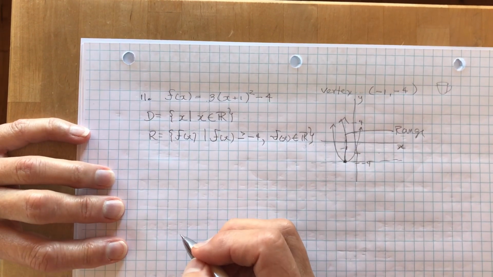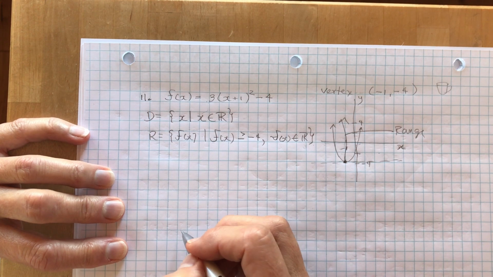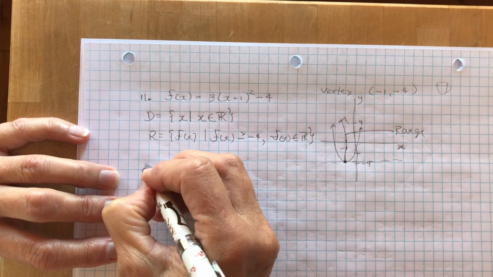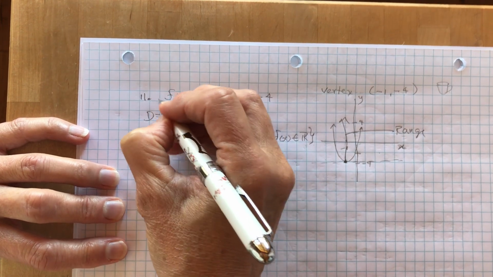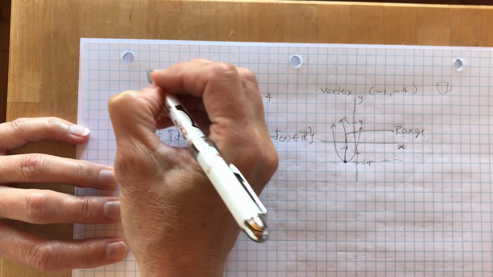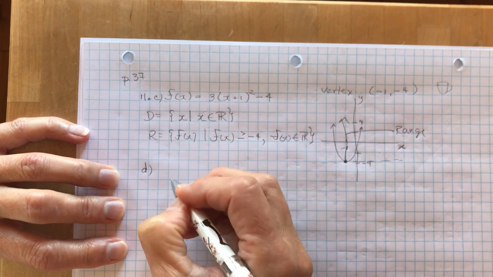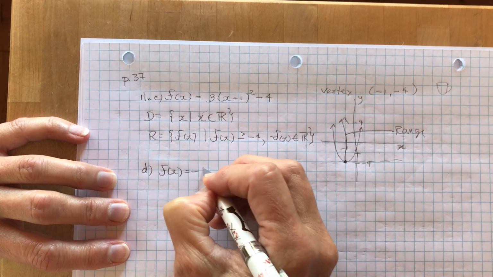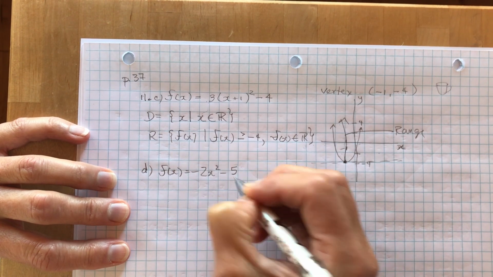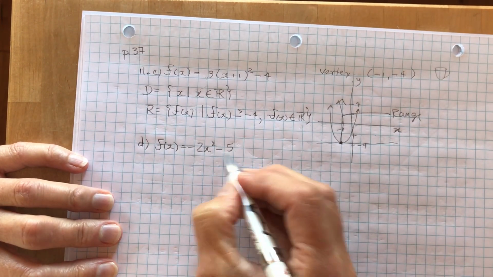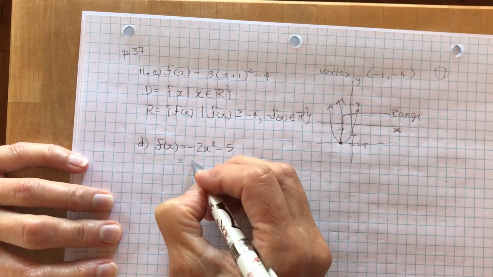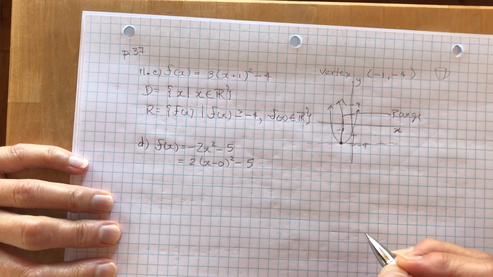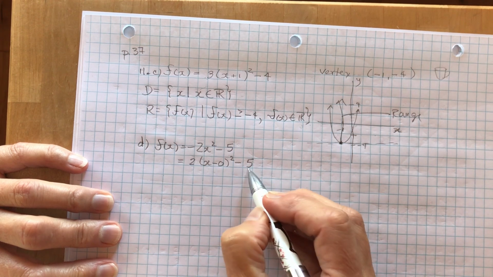Okay, so here let's do one more, a negative quadratic. So one that's concave down. So 11D, this was 11C, and this still is on page 37. 11D says f(x) = −2x² − 5. So can you tell me the vertex from this? Remember that this is like this, right? So the vertex is 0 and minus 5.